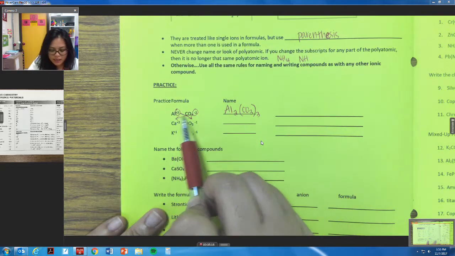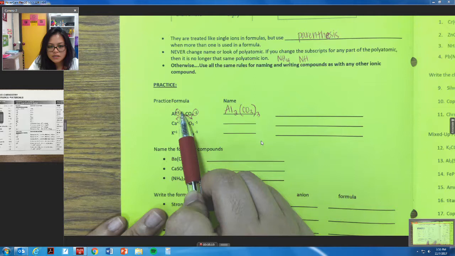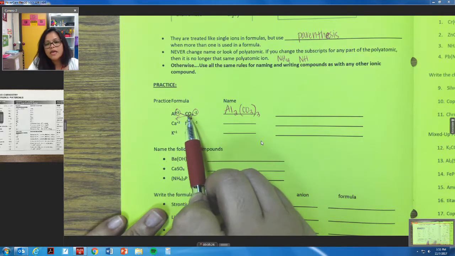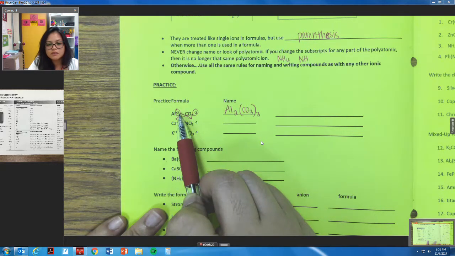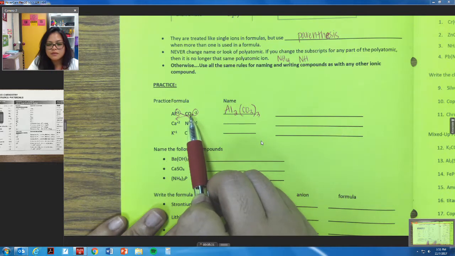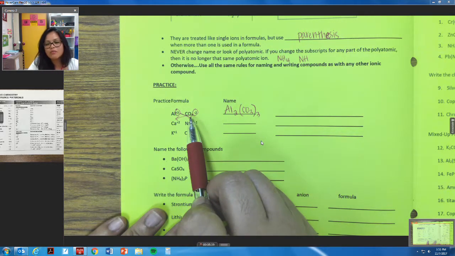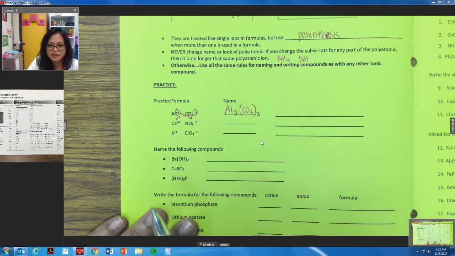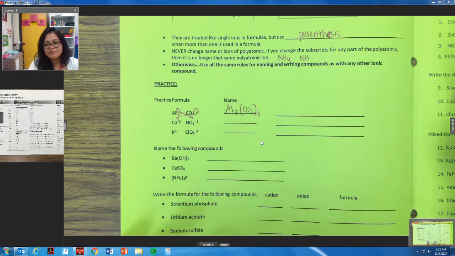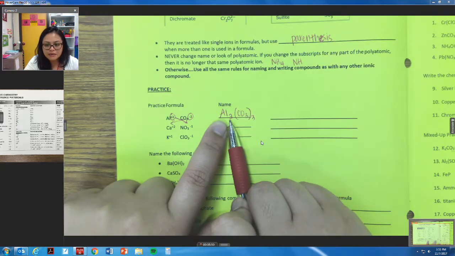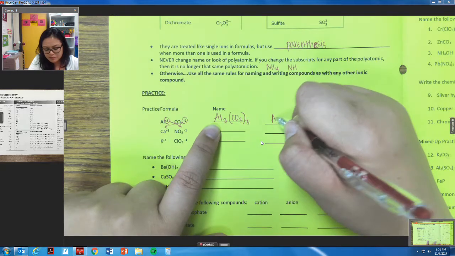Again, our charges, we crisscross them. They become the subscripts for the opposite element. So aluminum is now going to have a subscript of 2, and your charge from aluminum, positive 3, is now going to become a subscript for your polyatomic ion CO3. Okay, so naming them is really easy. What is your first metal? Well, that's aluminum.